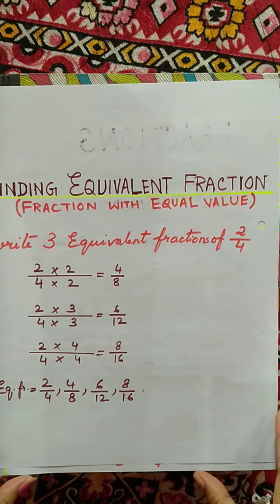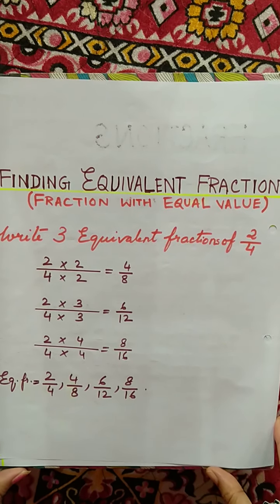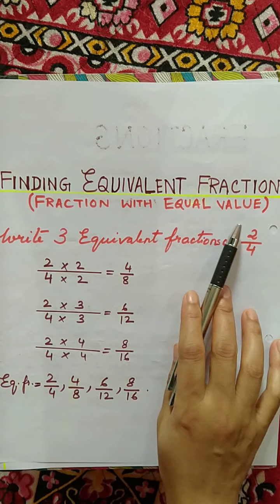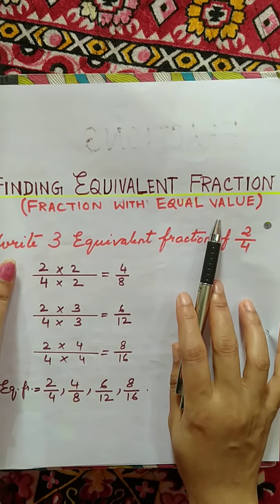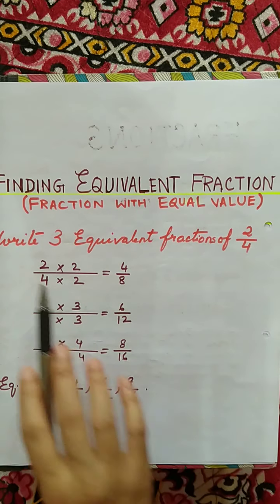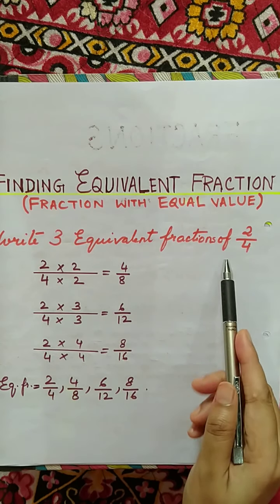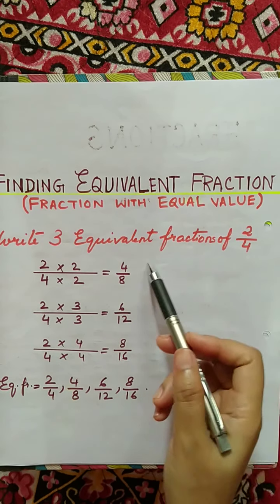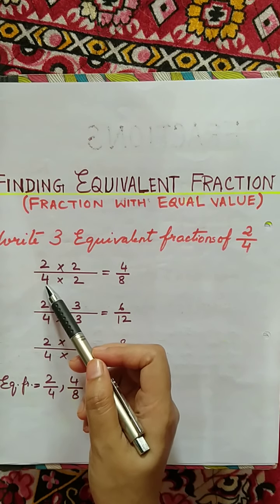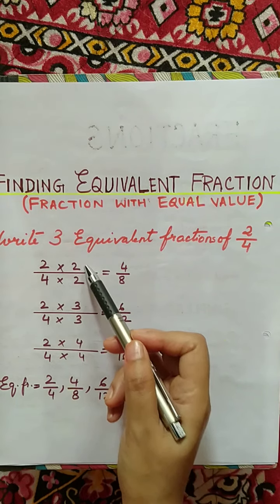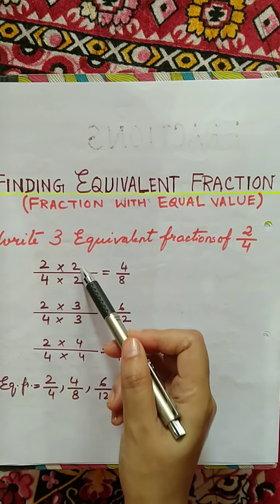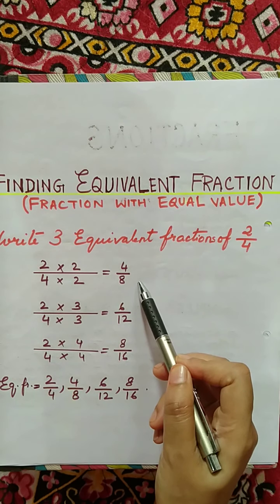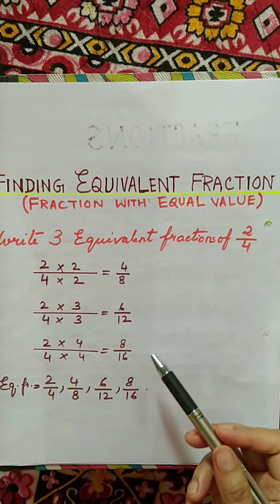Now finding equivalent fractions. Now what do you mean by equivalent fraction? Fractions with equal values. Now here we have to find 3 equivalent fractions of 2 by 4. So when we have to find the equivalent fractions, we multiply both the numerator and denominator with the same numbers. We cannot begin with 1 because if we multiply by 1, we get the same fraction. We have to find 3 different fractions.